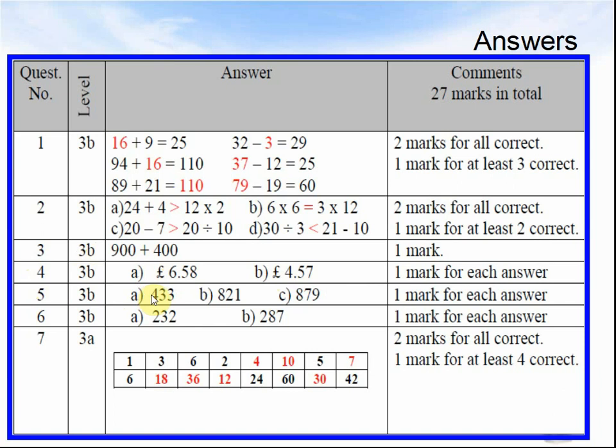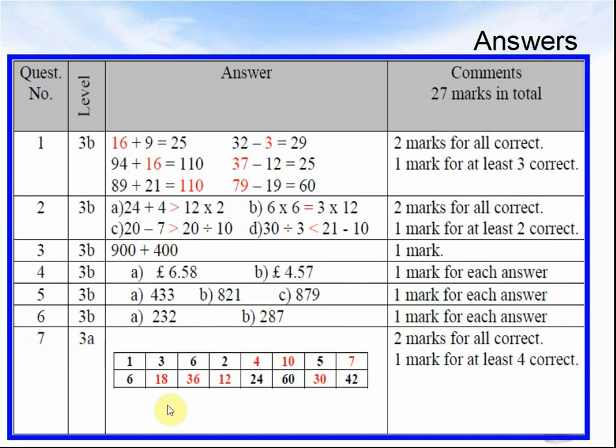5. A is 433. B is 821 and C is 879. 6. A is 232, B is 287.